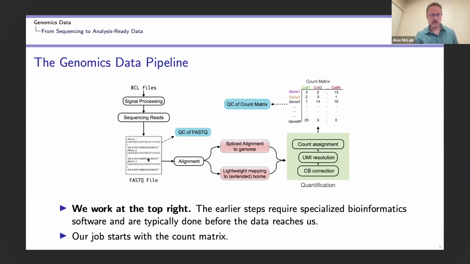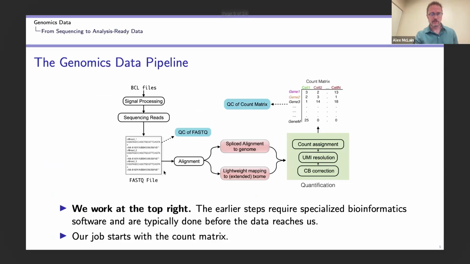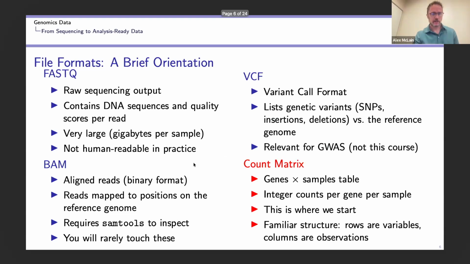The first one that we may really focus on here is the FASTQ file. The FASTQ is raw sequencing output, contains DNA sequences, quality scores per read, very large, gigabytes per sample, not human readable in practice. This is one of the early stages of the genomics data pipeline. After that, there's an alignment that happens, and then we get the BAM files. This is more upstream than we're going to deal with, not anything that we're going to touch. After that, the VCF, which stands for variant call format.